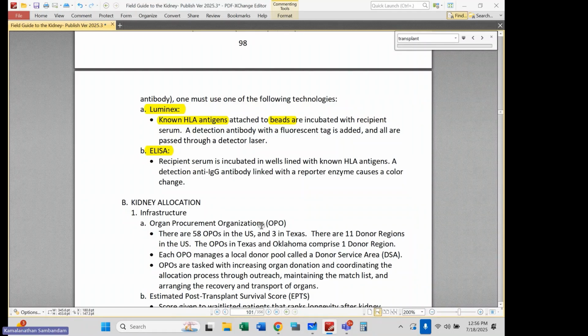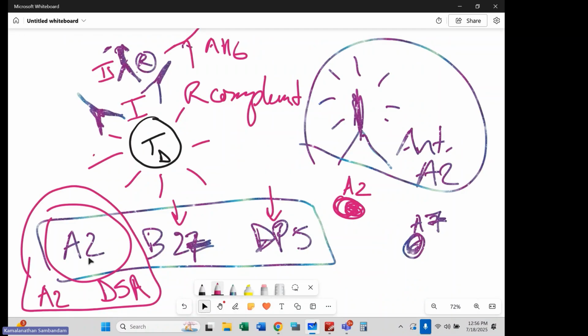Correct. Okay. Dr. Singh, could you explain why the patient was DSA only to A2, not to the B27 in your example? Well, in your example, like you said, the DSA was only for A2. Yeah, because I need a little more room.